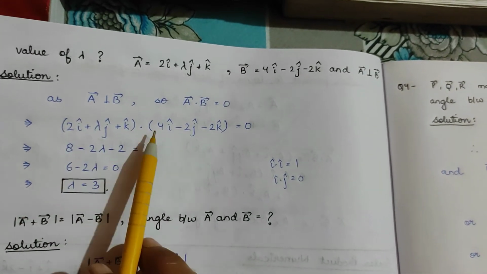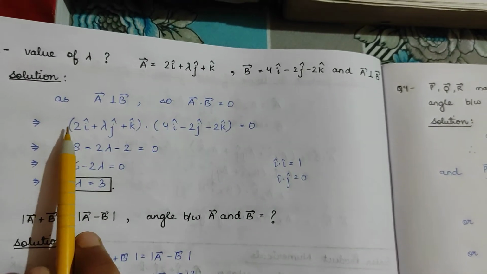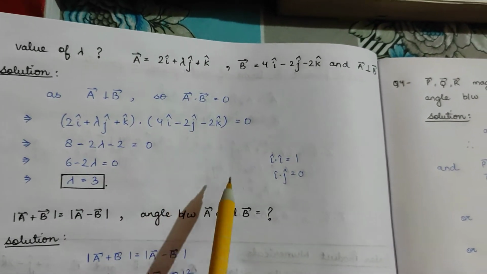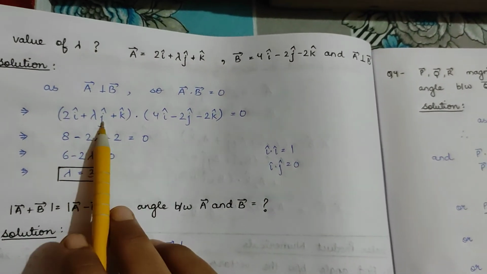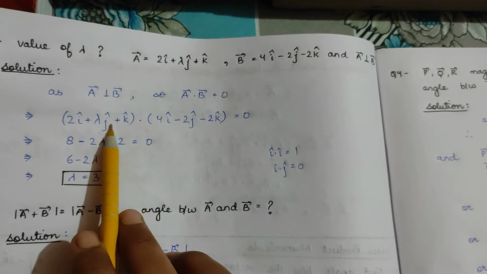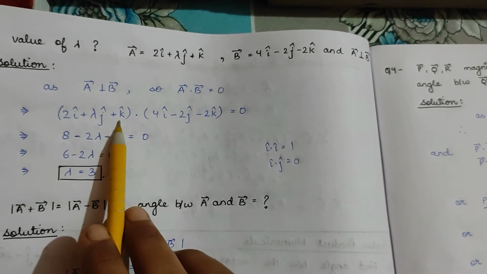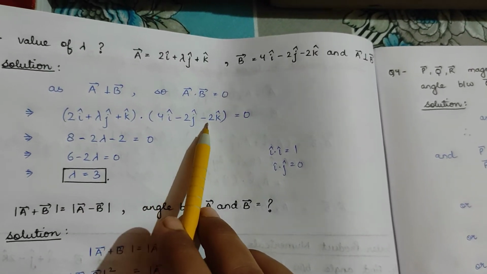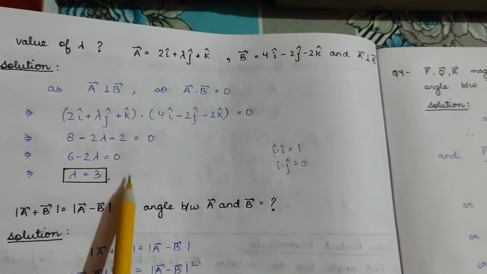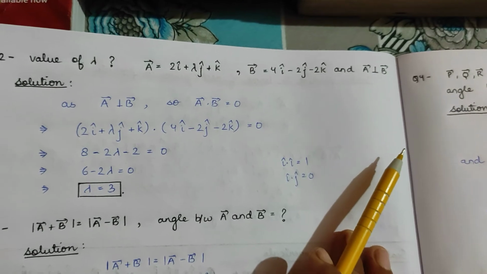So 2i cap will be multiplied with 4i cap, and i cap dot i cap will give us 1. So we are left with 2 into 4, which is 8. Now we will multiply the similar unit vectors. So lambda j cap dot minus 2j cap will give us j cap dot j cap equal to 1, and lambda into minus 2 will give us minus 2 lambda. Similarly, k cap dot minus 2k cap will give us minus 2, and it is equal to 0 according to the property. Fine. So now we will solve it and we get the value of lambda as 3. This was a very simple numerical but important.